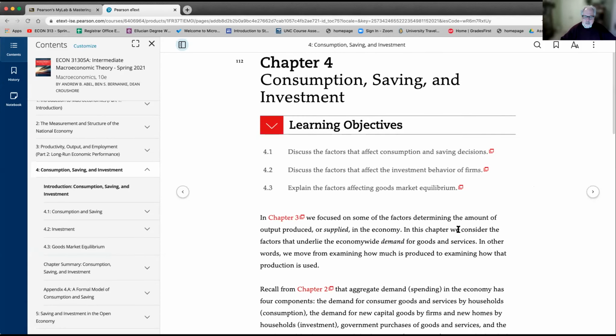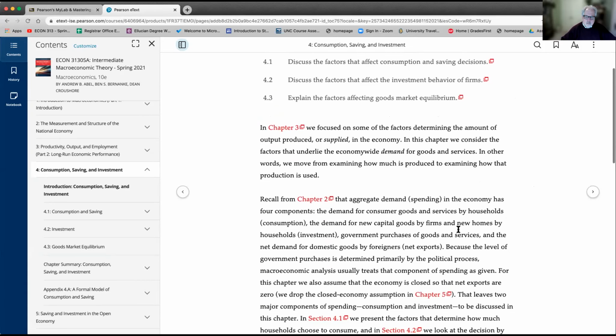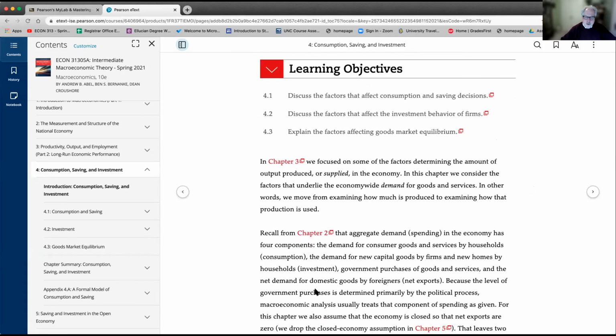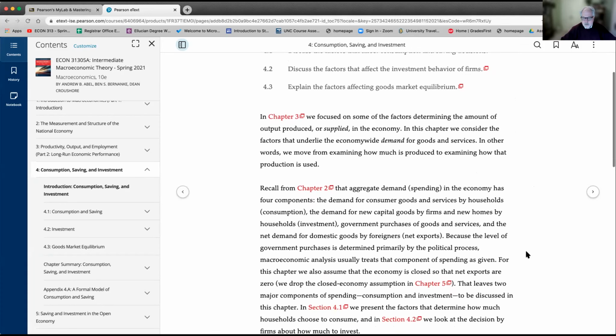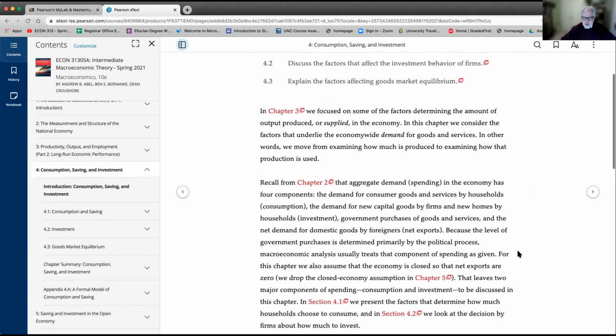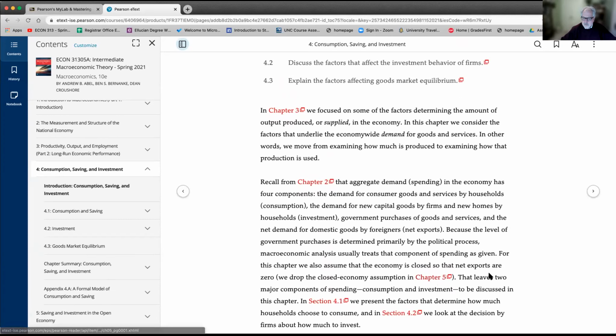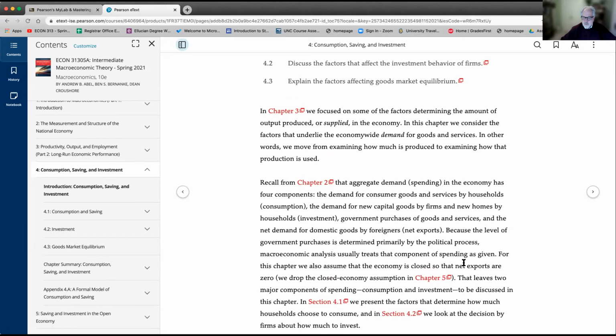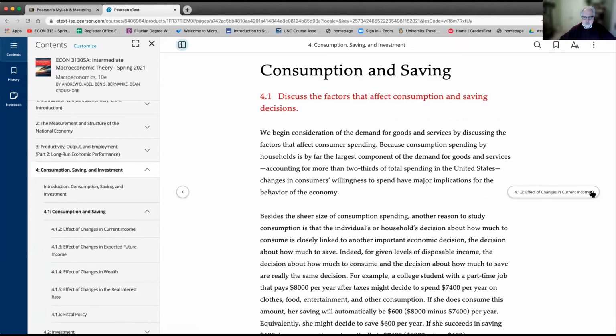So a little bit of review from the previous chapters, right? It's important that we always take a look back at where we've been and then where we're going in the next chapter. What we're going to assume here, that we're going to bring back in chapter 5, is that we don't have any net exports. There are no other countries. So we have what we call a closed economy. That's going to be our assumption in this chapter, just to keep things simple to begin with. And we're going to add that back in the next chapter.